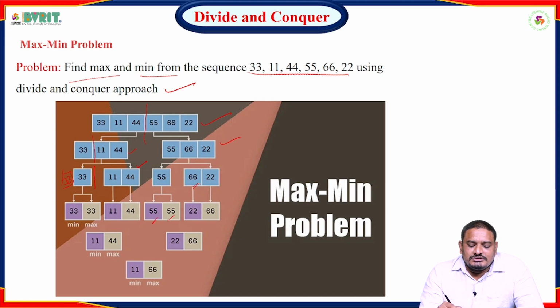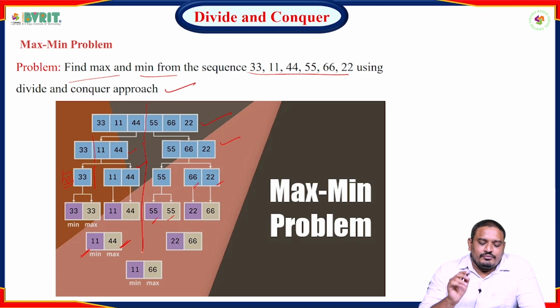Here also 66 and 22, two elements. Now we find which one is the minimum and which one is the maximum, and update that into the table. For 33, 11, 44, the minimum element is 11 and the maximum element is 44. This is the left part, this is the right part. In the right part, we also consider the minimum and maximum. The minimum element is 22, the maximum element is 66.